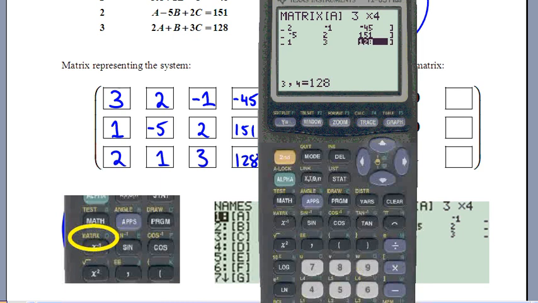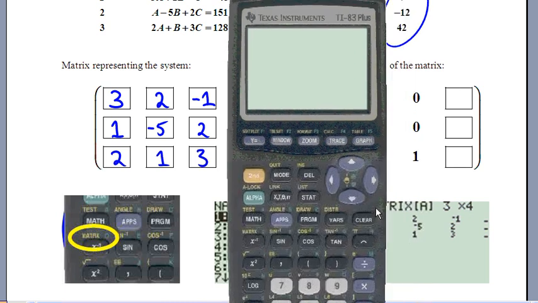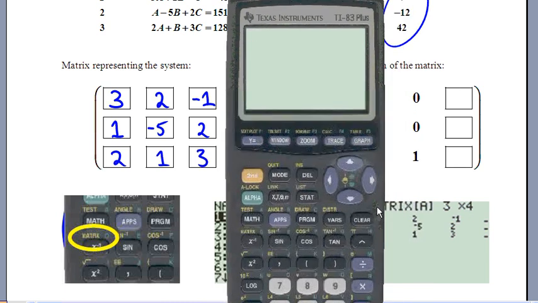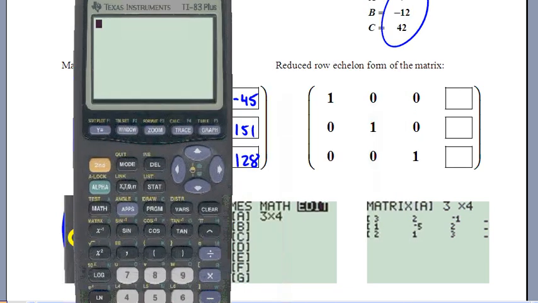Now remember, we already know the answer, right? It's on the sheet there, but we're going to see if we can get the calculator to find it for us. At this point, I'm kind of done editing this matrix, so I'm just going to quit and get out of there. And now what I want to do is ask my calculator to do a reduced row echelon form, right? That's the name for this plan right here. I want reduced row echelon form of matrix A.